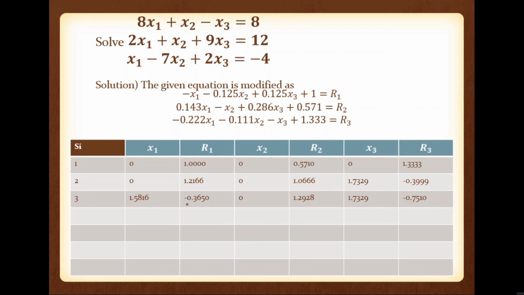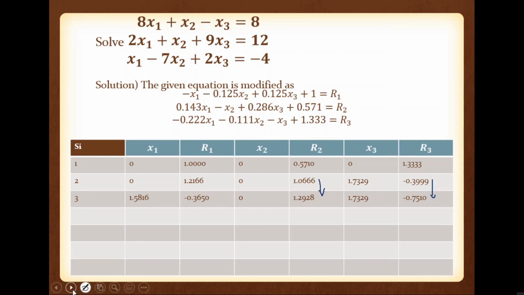So that is an observation. So anyway, this is minus 0.3650. R2 is 1.2928. So here also you can see an important thing. The variable that is not relaxed, its magnitude will increase. So you can see that its magnitude is increased. The variable that is not relaxed, its residue will increase. Here also you can see the same thing. During this step, this one is not relaxed, so its magnitude is increased. Same sign, magnitude is increased. That also you can observe.